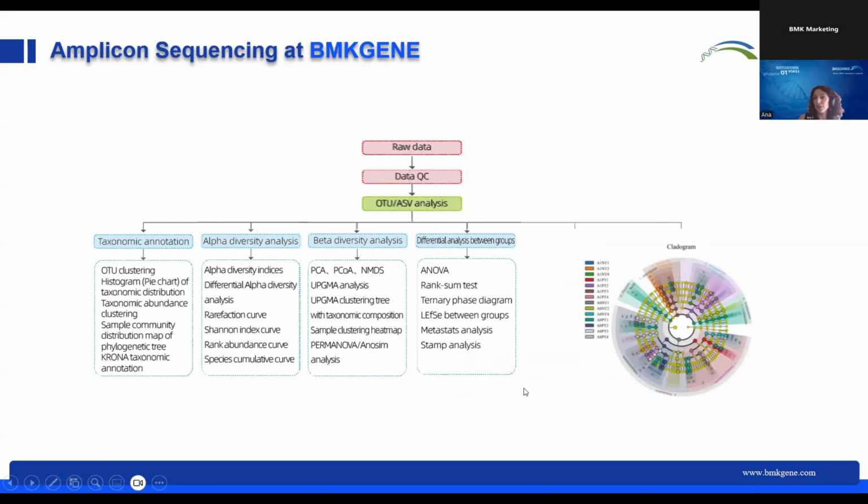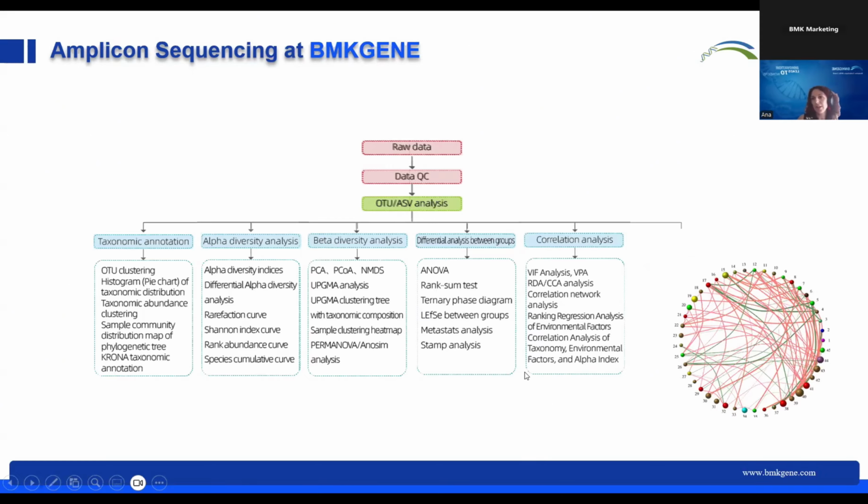Then we have the differential analysis. This is usually, I would say, the main section, because this is where we can find the taxa or the microbes that are more abundant in groups of samples, one group of samples versus the other. And we do this with statistical testing, but also with tools for biomarker discovery, such as LEfSe, which is the result I'm showing you here.